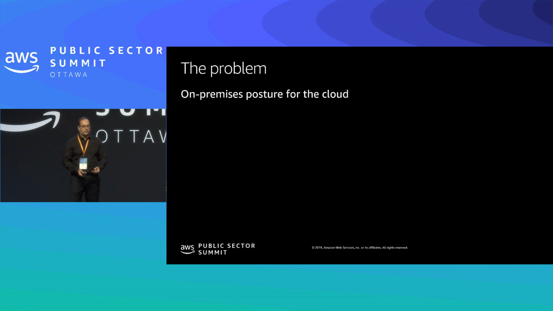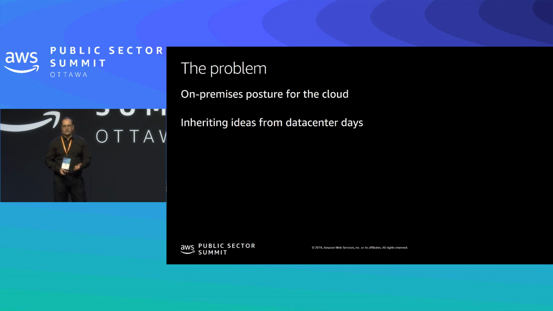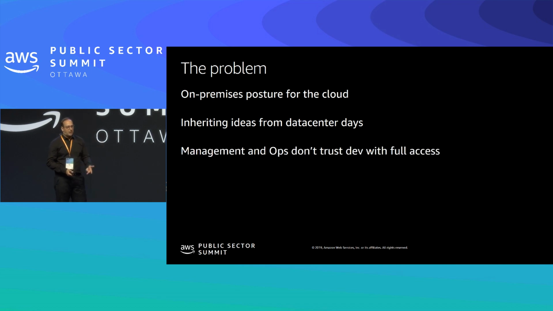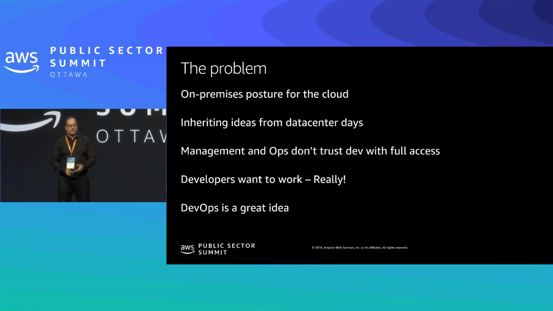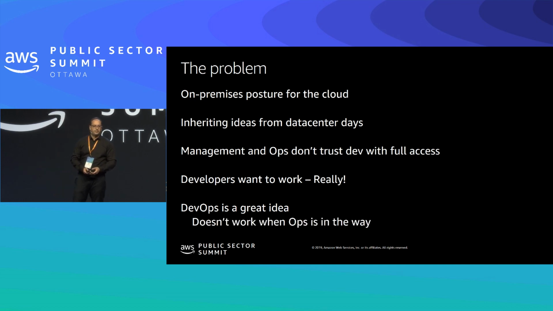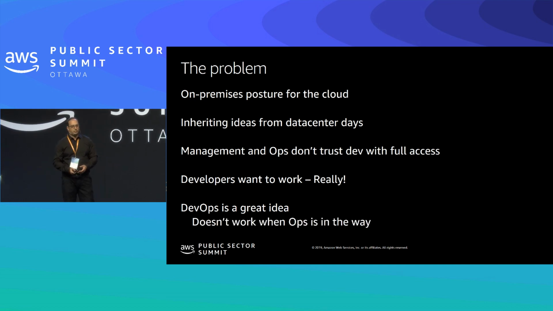So what's the problem? It's the thinking of the on-premise posture for the cloud, inheriting the ideas from the data center days in terms of scalability. Management and operations don't trust devs if you're to give them full access. But the reality is developers just want to work. And DevOps, of course, is a great idea, but both teams, development and operations, must work together. So we need a solution.